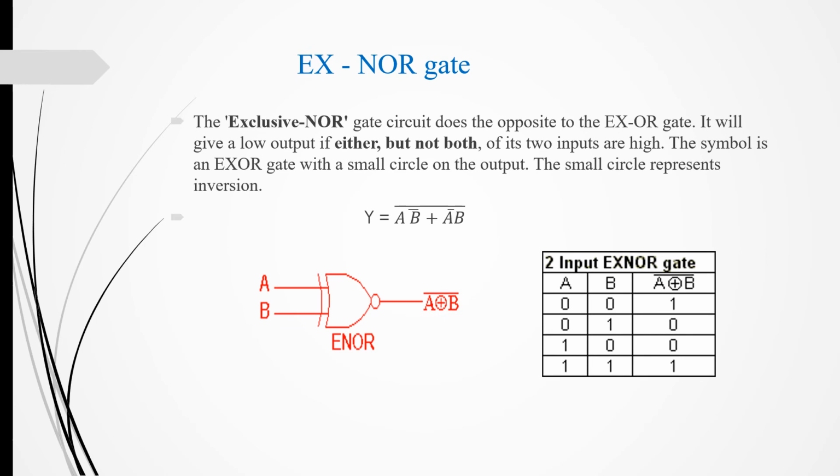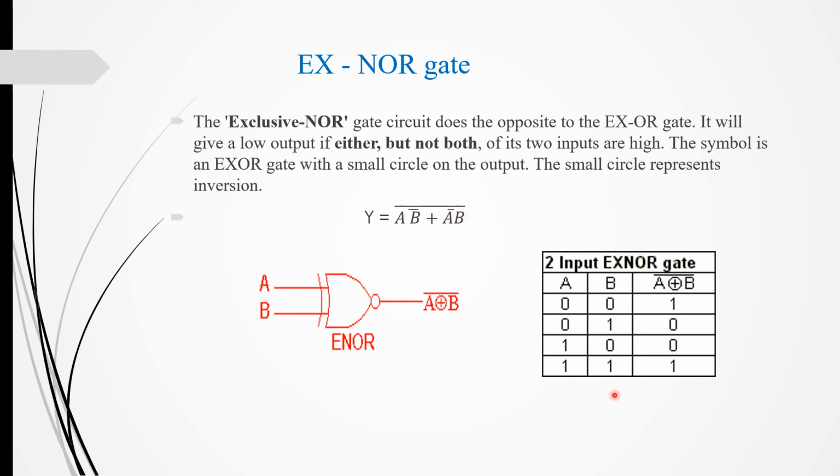Now we will see XNOR gate. If a NOT gate is connected at the output of XOR gate, then you will get XNOR gate. Here you can see the symbol of XNOR gate. A small circle shows inversion. This is the output equation of XNOR gate. Y is equal to complement of (A into B bar plus A bar into B).